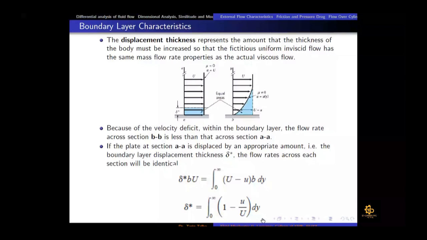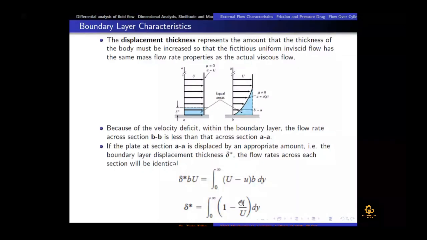From here, if we cancel out b and then try to calculate delta star, we take U on the right hand side, so (capital U minus small u) divided by capital U, and we have cancelled out B. So we can easily calculate the displacement thickness by this integration.